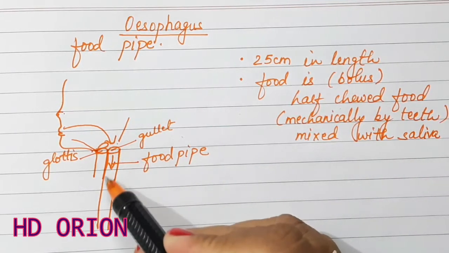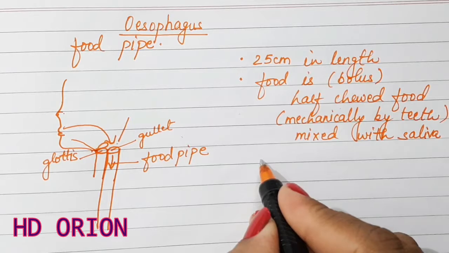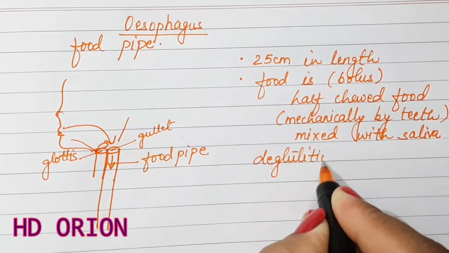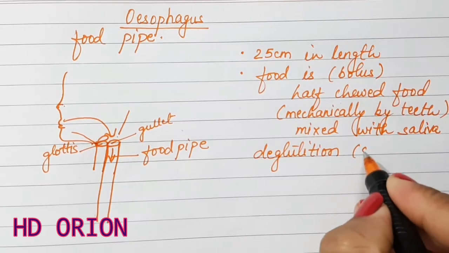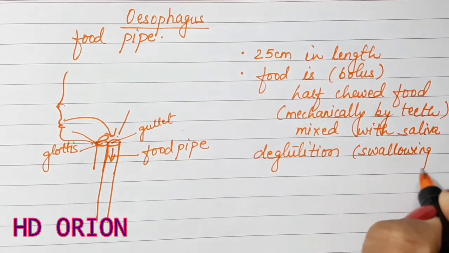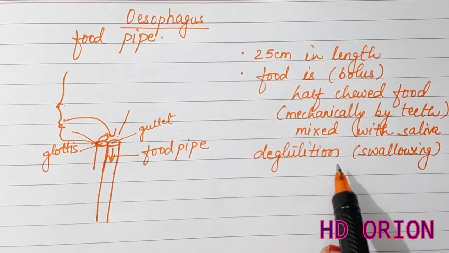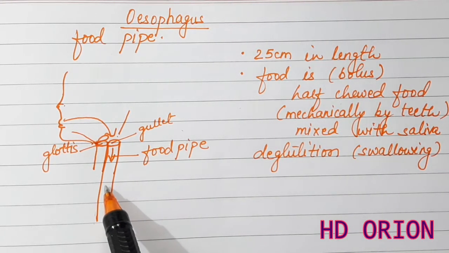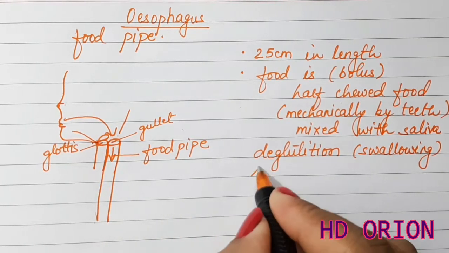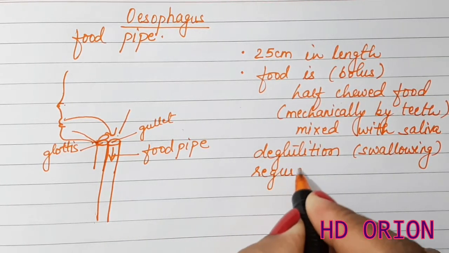When the food is coming inside, the swallowing is scientifically known as deglutition. The process of the taking in of food is known as swallowing, which is scientifically known as deglutition. And the reverse process, when the food has to be regurgitated or belched out, it is known as regurgitation.